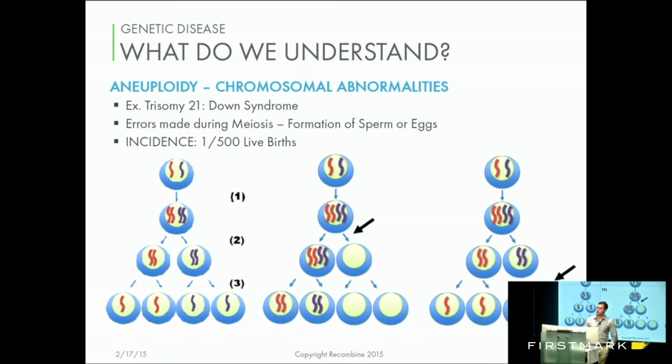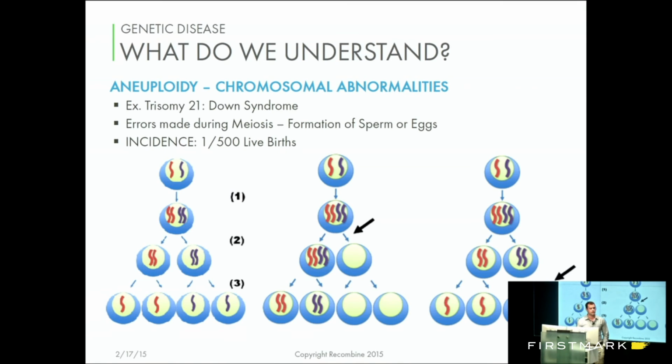So I want to start with what we already understand. Moving into 2003, where we spent 10 years and $3 billion finishing the Human Genome Project, what do we actually already know about genetics? Aneuploidy is one of those things, which is chromosomal abnormalities. During meiosis, which is the production of sperm and eggs, you can have something called non-disjunction, where you get an extra copy of a chromosome or lose a copy of a chromosome. And this could cause things like trisomy or monosomy, and these result in syndromes like Down syndrome.